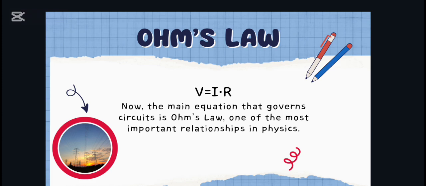This means that the current in a circuit depends on the voltage applied and the resistance of the components. If you increase the voltage, current increases. If the resistance goes up, current goes down.